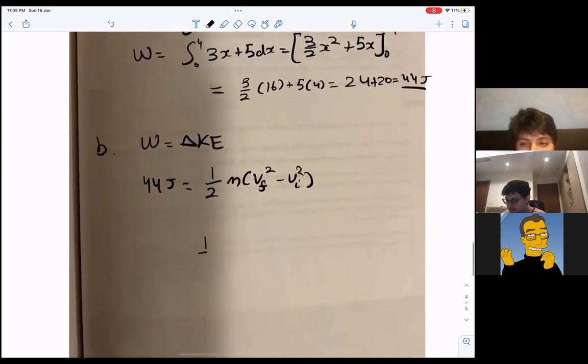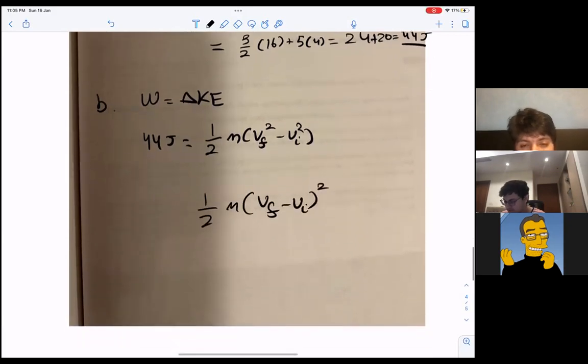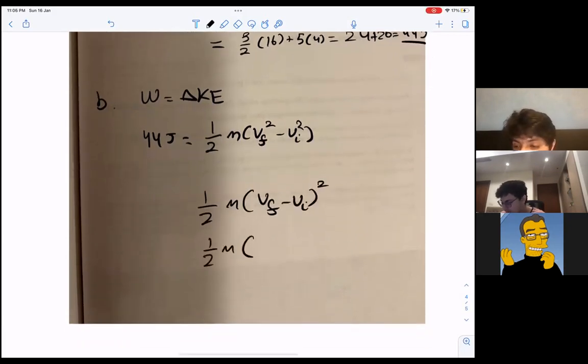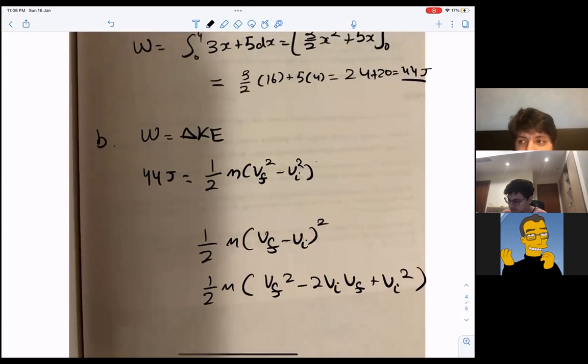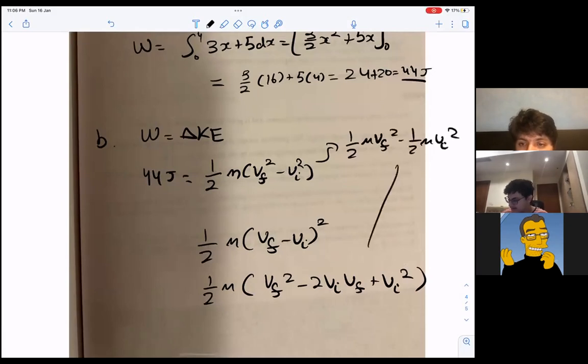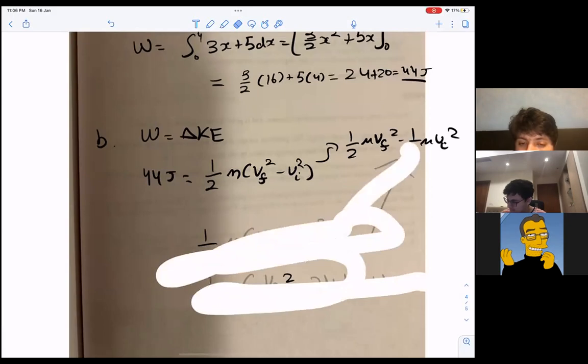Like, I'll just show you what happens if you do v final minus v initial squared, right? So it'll come out to something else. It'll come out to 1/2 m vf squared minus 2 vi vf plus vi squared. Yeah. Which is not what we're looking for, because this is actually a simplification of 1/2 mv final squared minus 1/2 mv initial squared. And so, as you can see, these two things are just not equal. Yeah, makes sense.